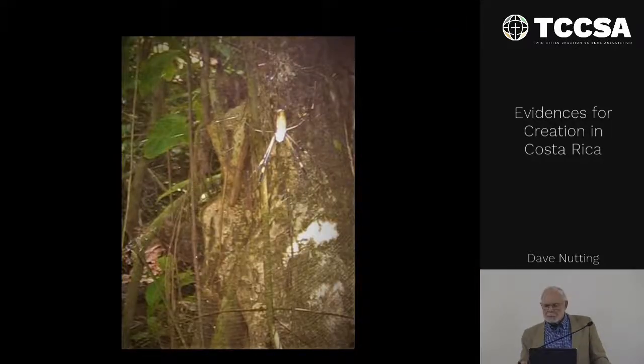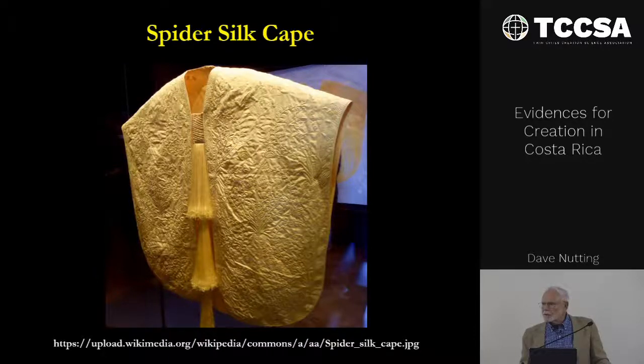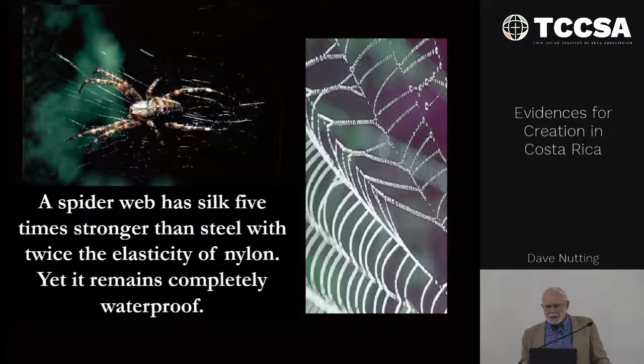All right, now think about the spider there. There's the golden orb spider, and what they're looking at is that particular silk. And from that silk, what they're looking at is making a waterproof and also a bulletproof vest. Why? Because this is tough stuff. So they've actually, in a museum, not necessarily in Costa Rica, but you can find the spider silk cape from this particular spider, okay? And these are not harmful to people, okay? So don't worry about that spider, but about the silk. It is 5 times stronger than steel and twice as elastic as nylon. Okay, yes, it remains completely waterproof.